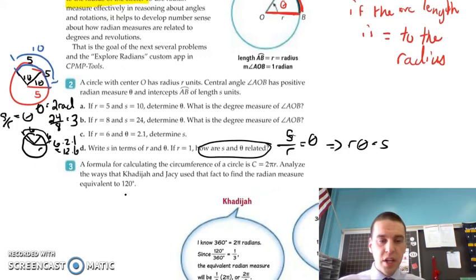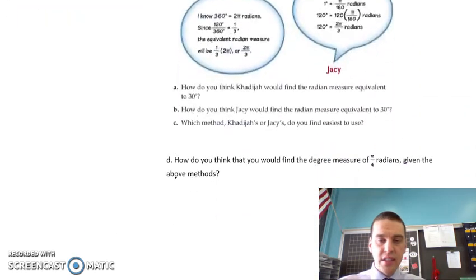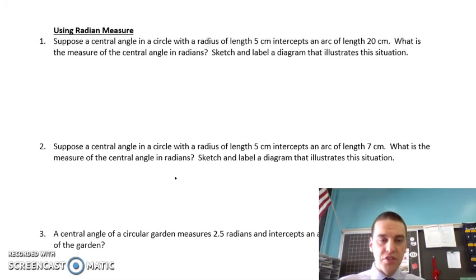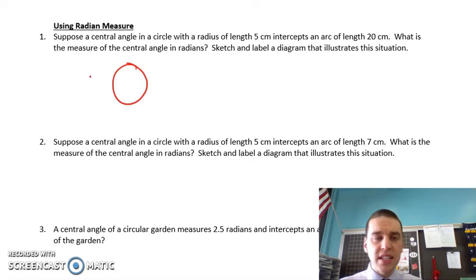Okay. Let's look at the next page of radian measure, using radian measure. And so we're on page 19. We're going to look at a couple of these problems using the knowledge that we just talked about. Suppose a central angle in a circle with radius of length 5, so we have 5 here, intercepts an arc of length 20. Oh, that's large.